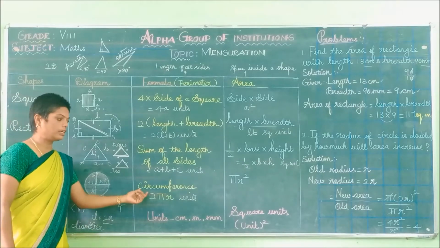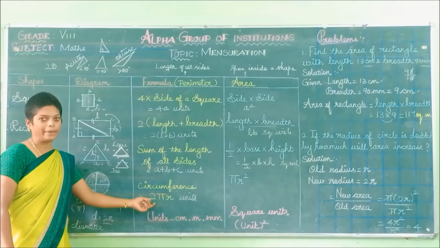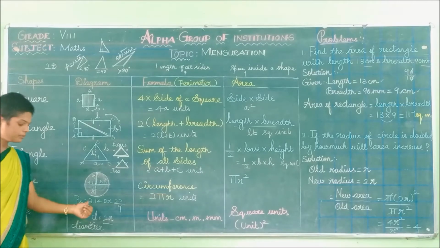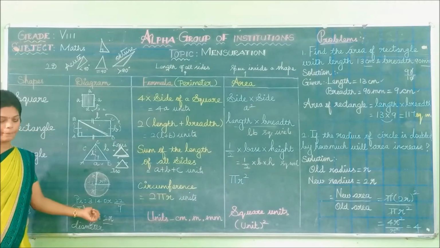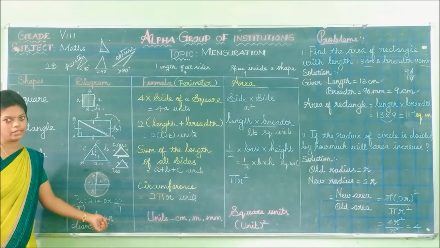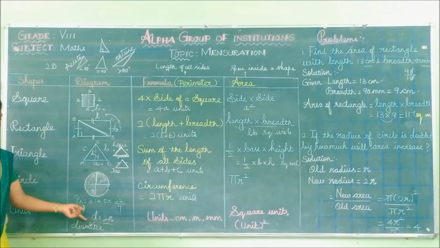Circumference. So what is circumference? Circumference is 2 pi r. So what do you mean by pi? Pi is nothing but pi. It is spelled as pi. So what is the value? Approximately it is 3.14 or else 22 by 7.